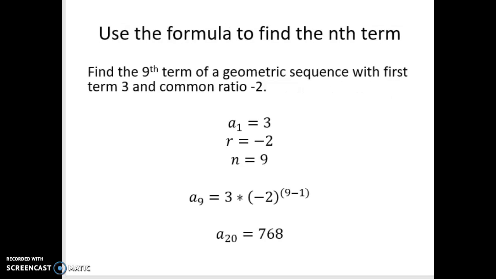In the first example, we're going to find the ninth term of a geometric sequence with first term 3 and common ratio -2. So I'm just keeping track of the important pieces of information. The first term here is 3, a sub 1, r is -2, and n here is 9. So substituting those into the formula, we have 3 times -2 to the 9 minus 1 power. Once again, order of operations here. Subtraction first to simplify that exponent, then we're doing the exponential expression, raising -2 to the 8th power, and then whatever that result is, multiply by 3, and your final result should be 768.